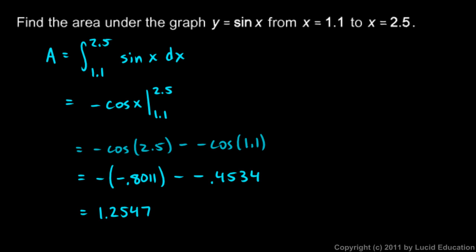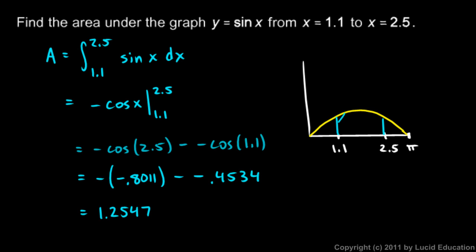Now what we just found was this. Let's make a little sketch. The sine function looks something like this. Okay, and it continues obviously, but this value right here where it touches, that's pi. So 1.1 roughly would be about here, and 2.5 would be about there. So what we have found is the area under the graph of the sine function between those two values. So that's the area we just found, and it's 1.2547.